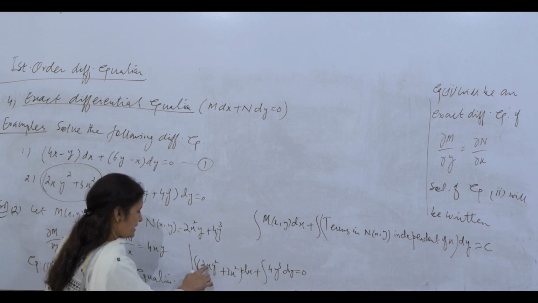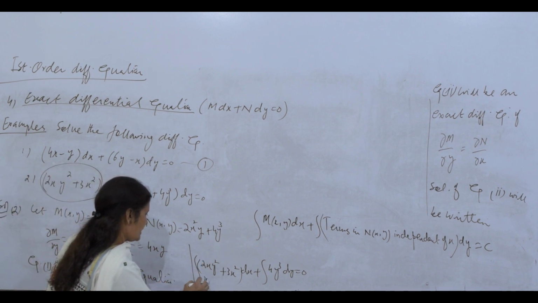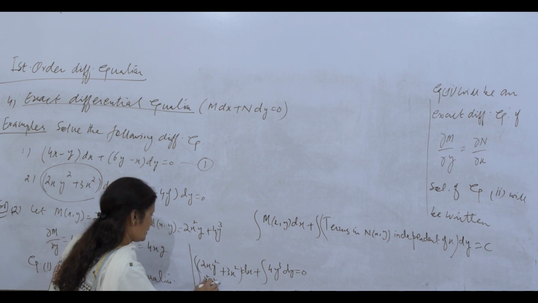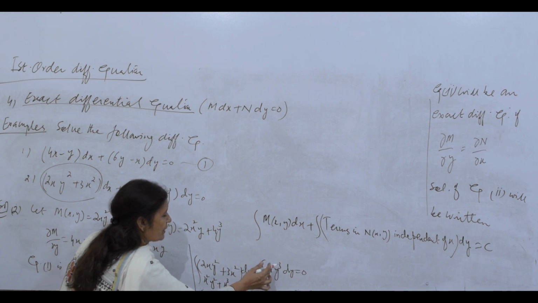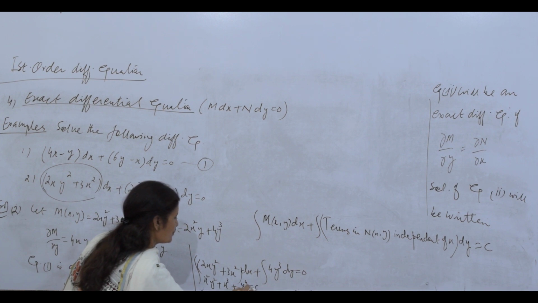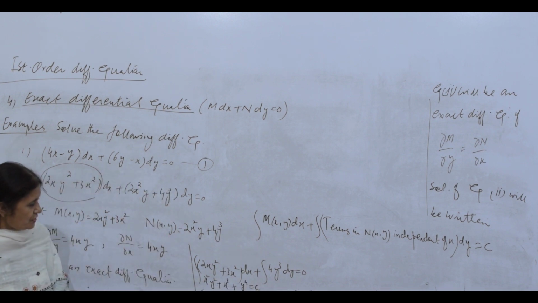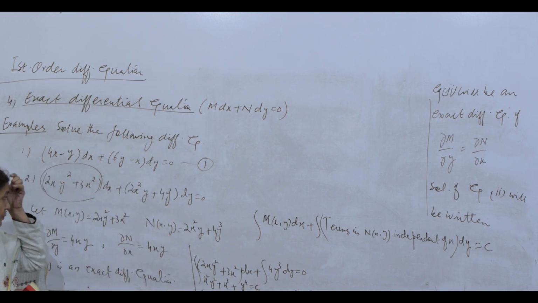Integrate with respect to x. X square by 2, the 2 cancels. This is x square y square plus x cube by 3, the 3 cancels. This is x cube plus y to the 4 by 4, the 4 cancels. The y to the 4 equal to c. So this is the solution of the first order exact differential equation. Right? Let's have the follow-up.